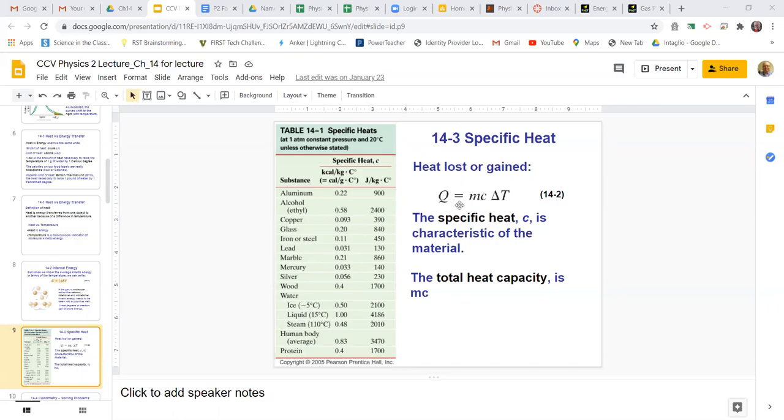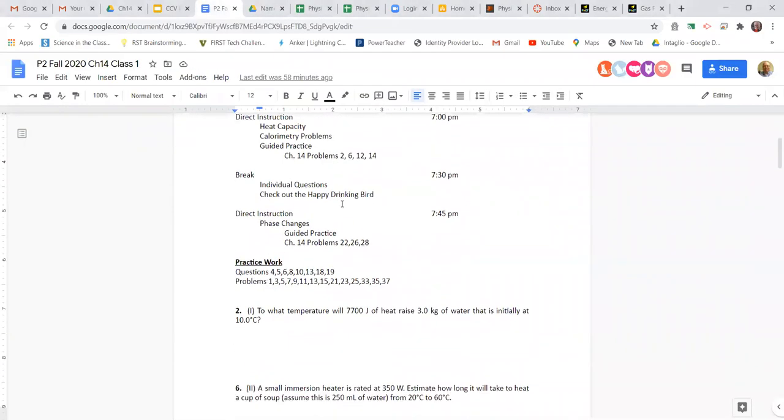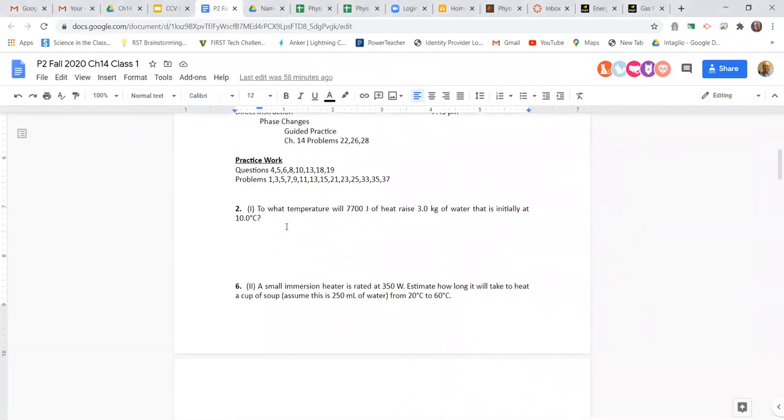All right, so here we go. Q equals mc delta T. Let's take a look at our agenda really quick because I think we have a practice problem like this. So here we go. Let's start off with this first one. It says, to what temperature will 7,700 joules of heat raise 3 kilograms of water? So let's start off with this. We want to see how the units work together too, because I mentioned the SI units.